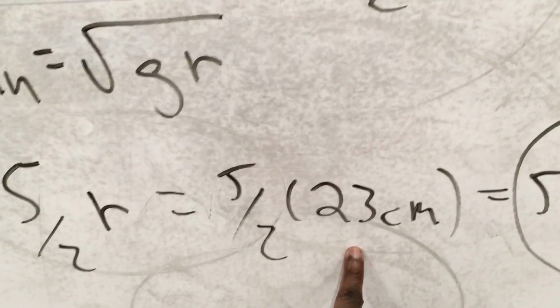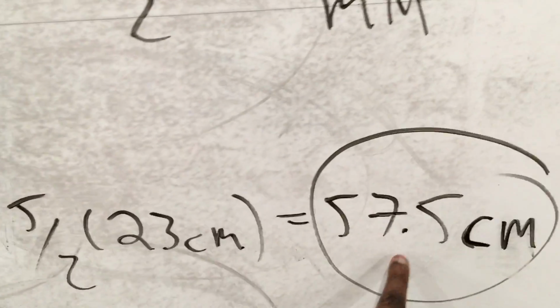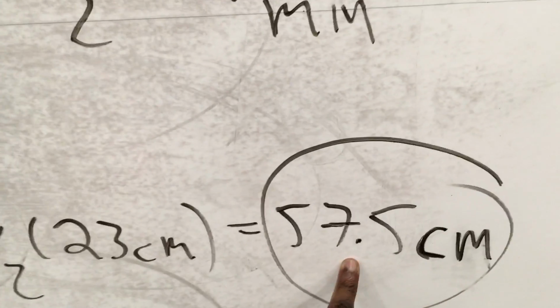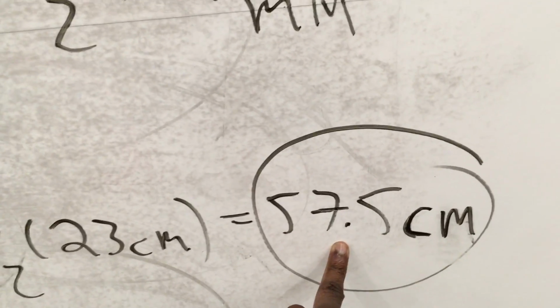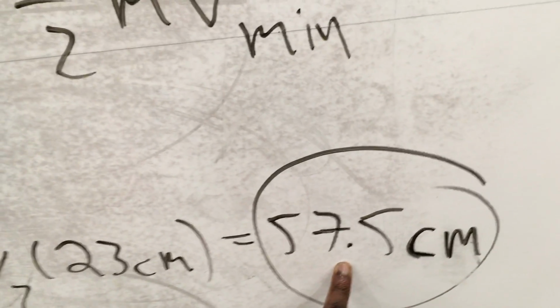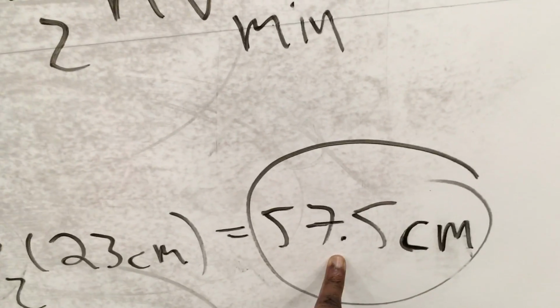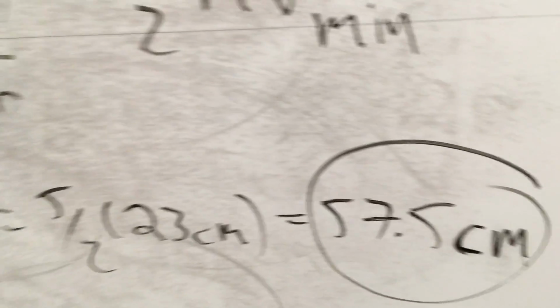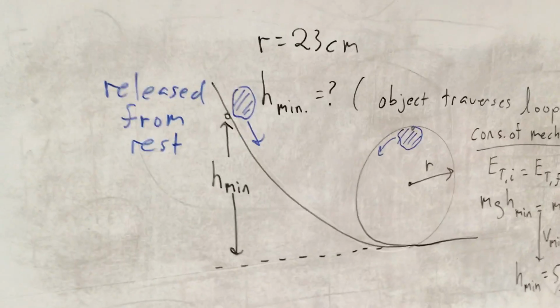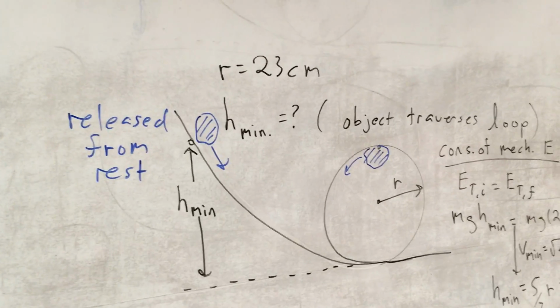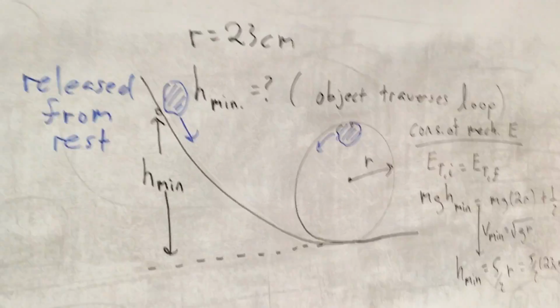And the radius of our loop is 23 centimeters. And so the minimum height from which we must release the object is 57.5 centimeters. All right, so we have to release the object from 57.5 centimeters.